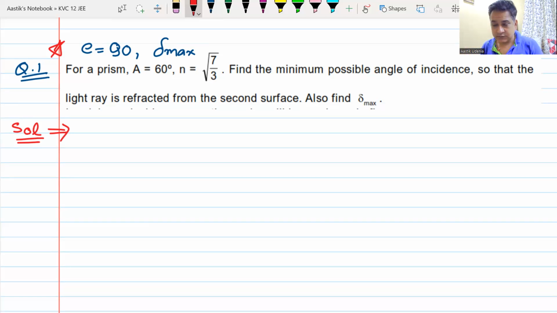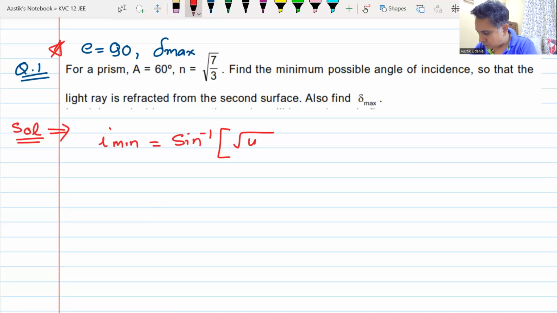You just apply the formula, and I forget the formula. So can anyone help me with the formula? I minimum is how much? Sine inverse of root over mu square minus 1, then into sin A minus cos A. Sine inverse of root over mu square minus 1 into sine of A minus cos of A. That looks good.